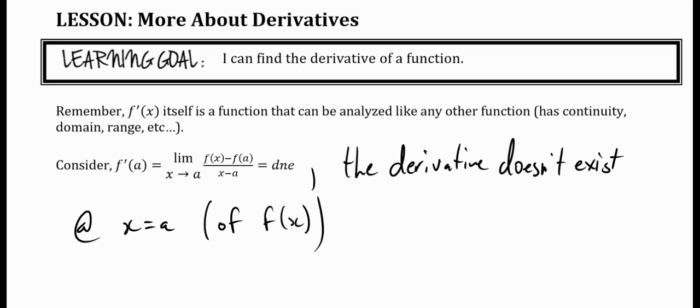So if the derivative doesn't exist, what does that tell us about the original function? Like, it's not for sure. We're not certain. I'll give you that hint. But it tells us something about the function. What does it tell us about the slope of the tangent to the function at that point?